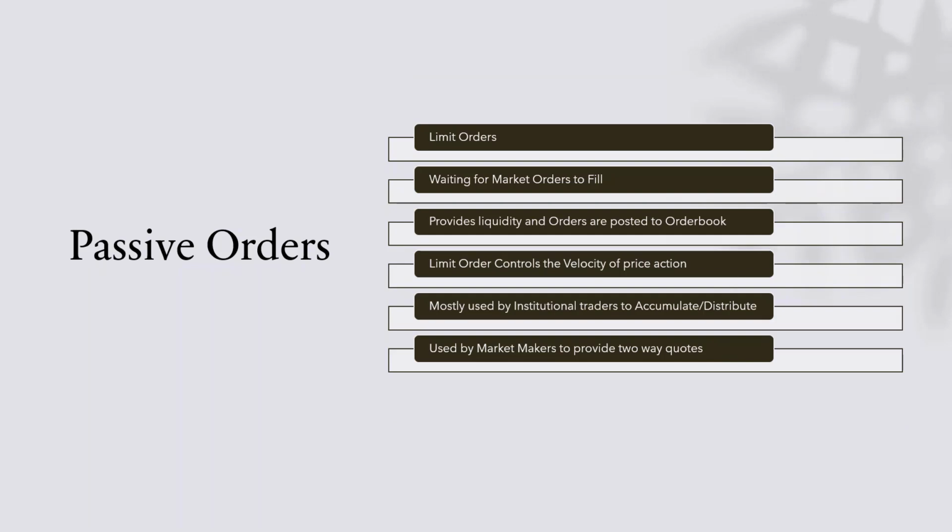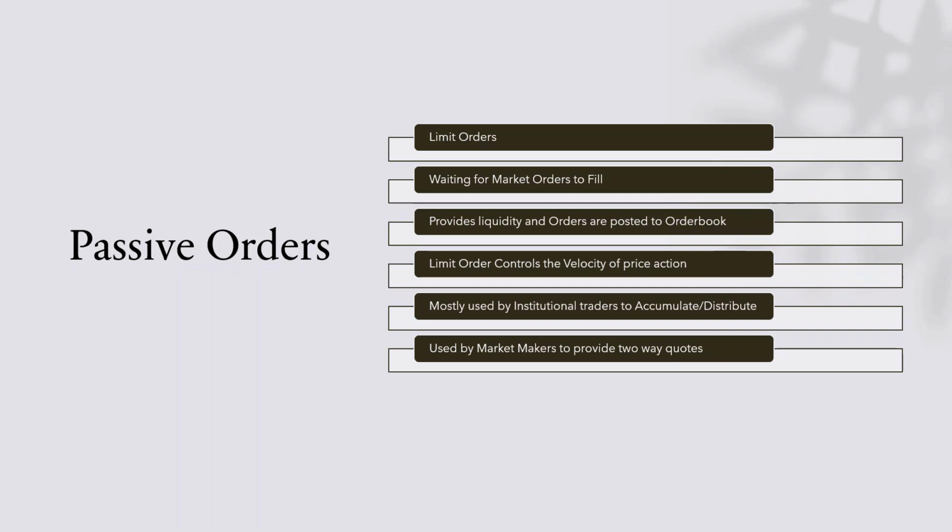So think about passive orders. Passive orders are pending limit orders. They cannot move the price. They can only wait for the market orders to come and fill them up. They provide liquidity, and orders are posted to the order book. A limit order controls the velocity of the price action.